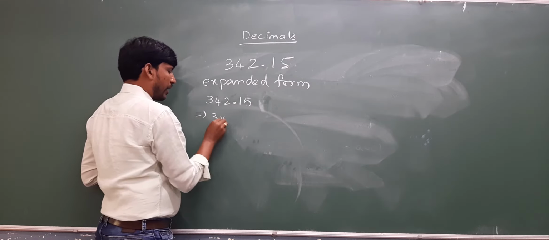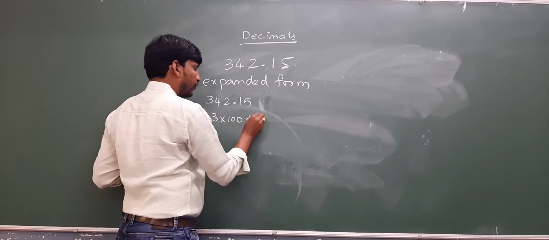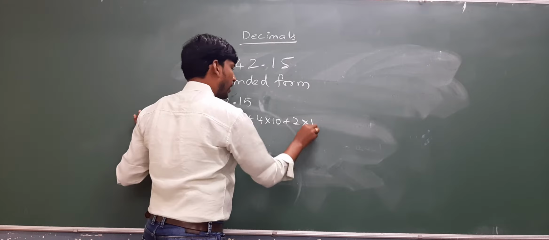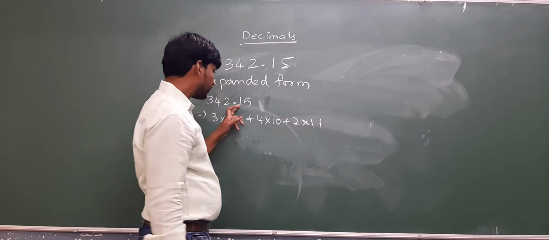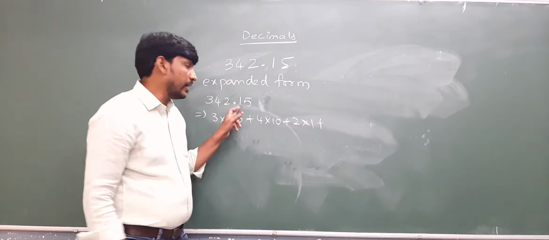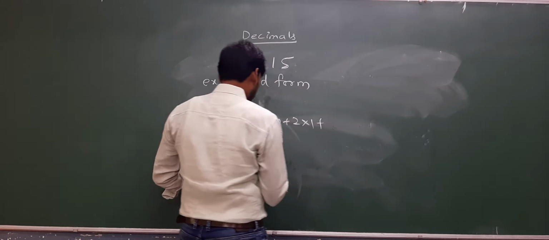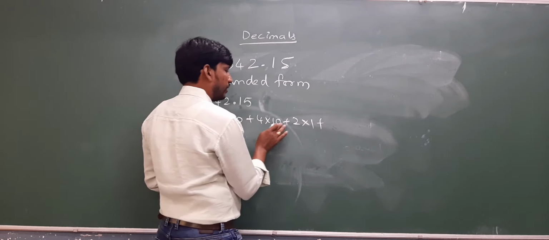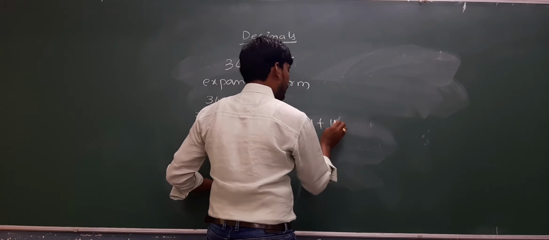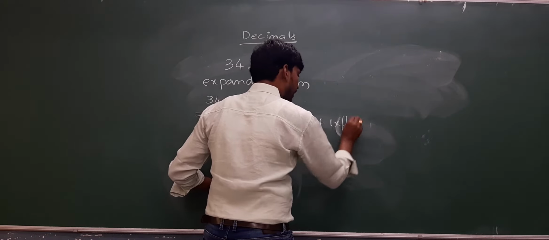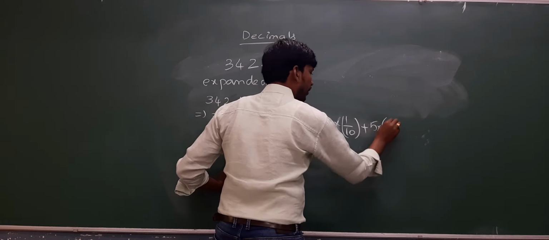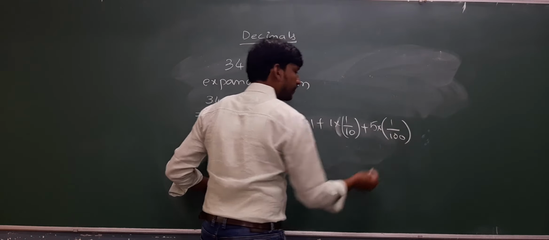So 3 into 100 plus 4 into 10 plus 2 into 1 plus, this is the tenth place. That is here 100, 10, 1, then next 1 into 1 by 10 place plus 5 into 1 by 100 place.